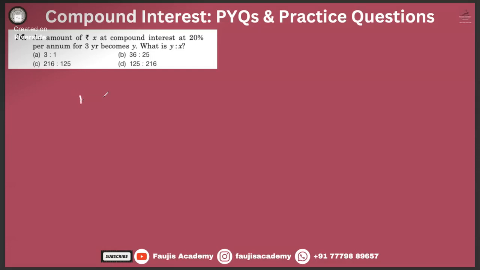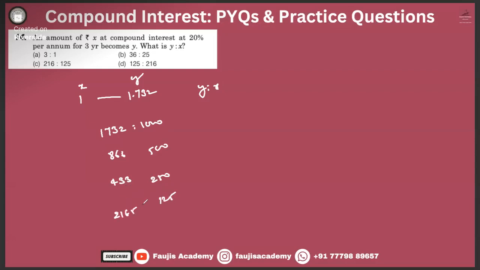It will be in the ratio of 1:1.732. They have asked y is to x. I'm not writing all these steps. I hope you are getting what I am writing. How much is this? 866, 500, 433, 250. Right. It's 125 to 216.5. Which one is the closest one? Option C, sir. Option C.